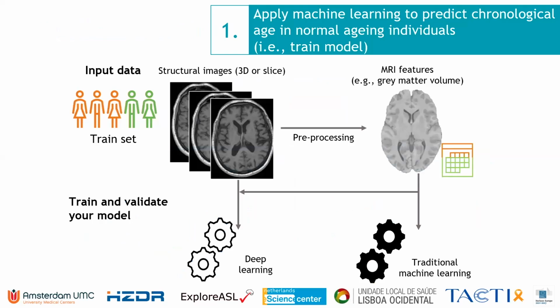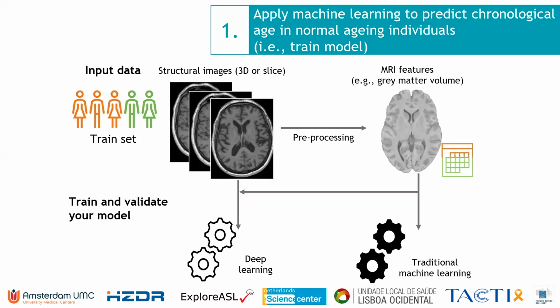So if we then look into the different steps that we need to get from the actual images towards predicting the chronological age and using that and so on. First I'll talk a bit about training the model, so step one. So we have our input data, then we have our images, and then depending on whether we would like to use a traditional machine learning model or a deep learning model, that determines the level of processing that we have to do.